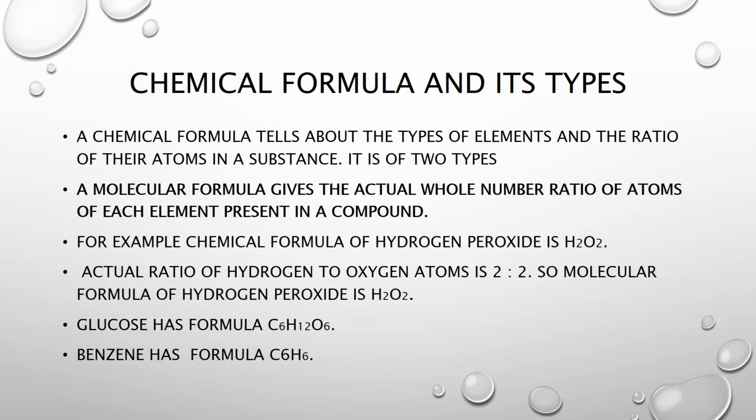C6H6. This shows that 2 different elements are there, one is carbon and second is hydrogen, and the ratio of their atoms is 6:6.